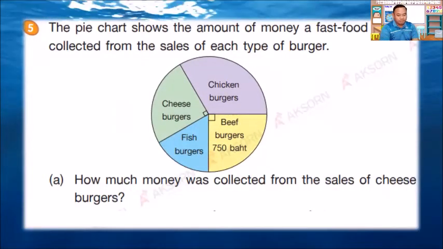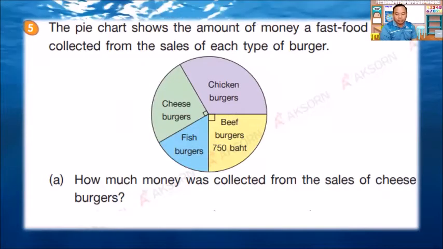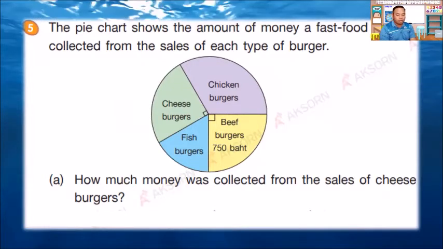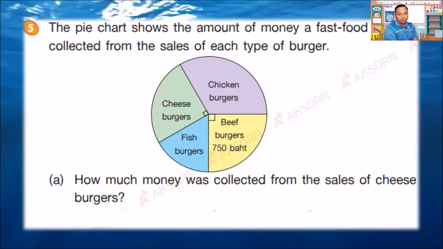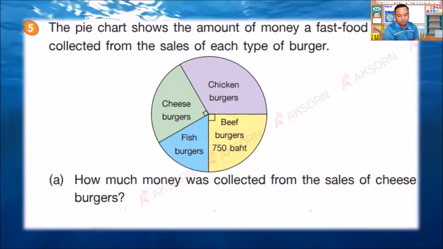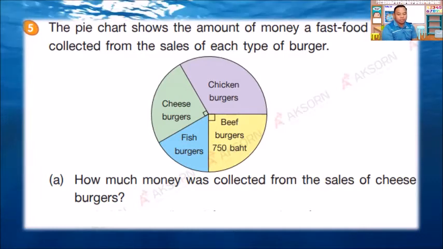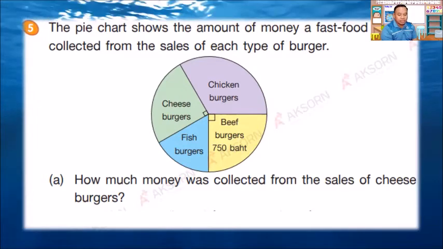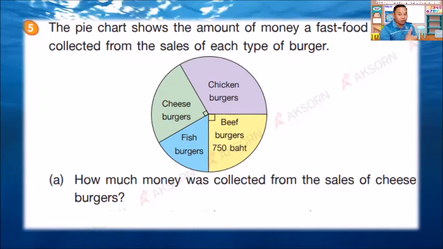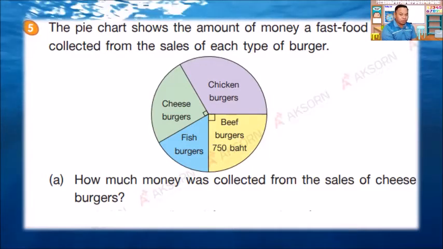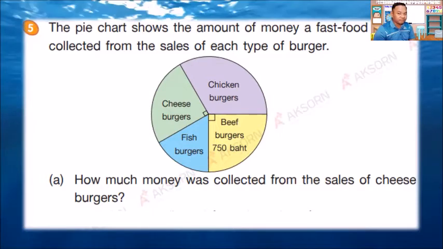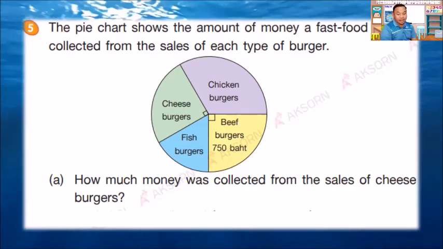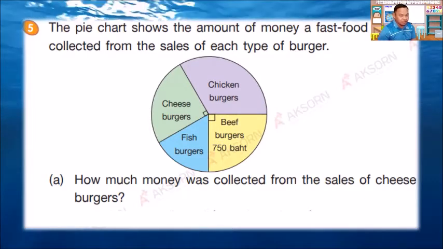Problem number 5. The pie chart shows the amount of money a fast food outlet collected from the sales of each type of burger. So we have cheeseburgers, chicken burgers, fish burgers, and beef burgers. Beef burgers, 750 baht. How about you? What type of burger do you like? Do you like beef? Do you like chicken?